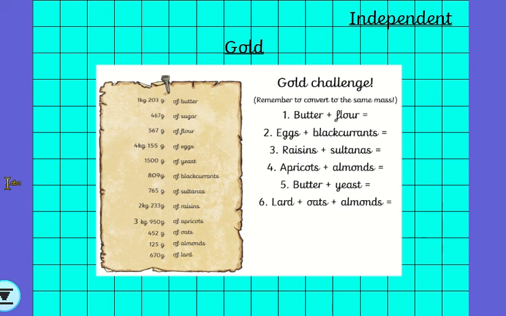Here is gold for you. Have a little go. Remember, you need to think about converting. Number 6, I've put a little triple addition in there. It's exactly the same. You're just putting another row into your columns.